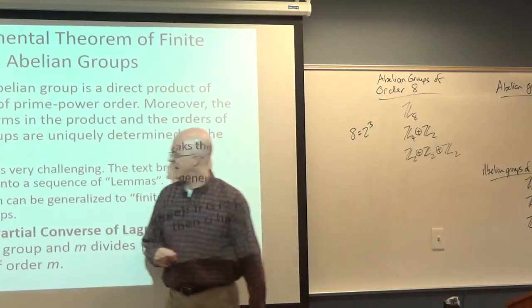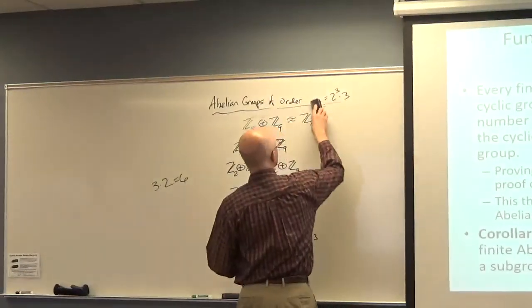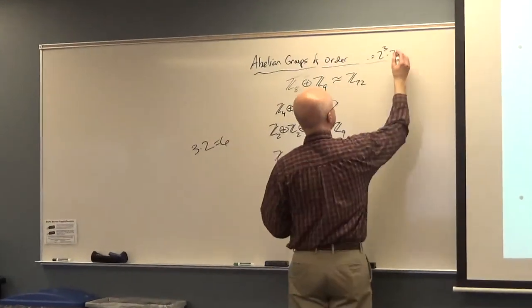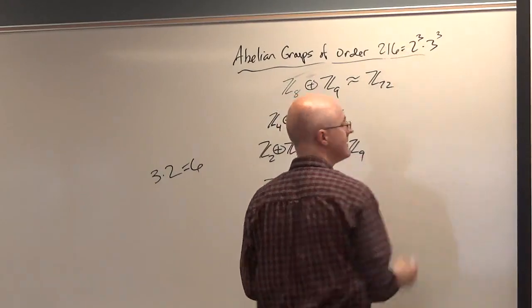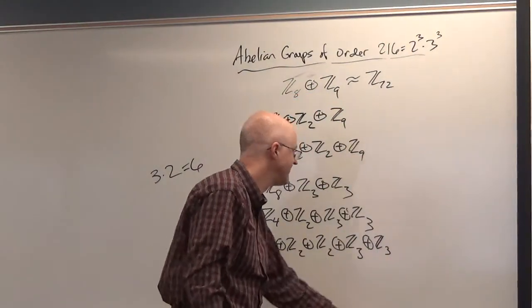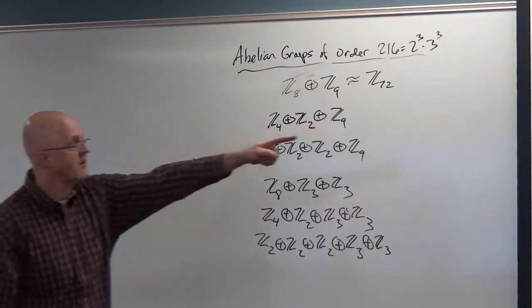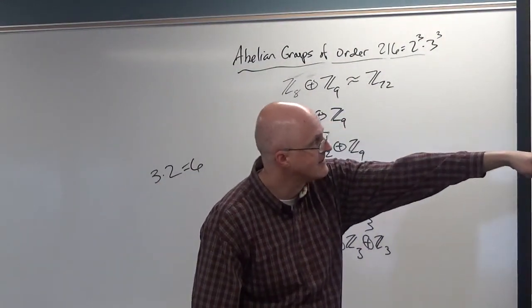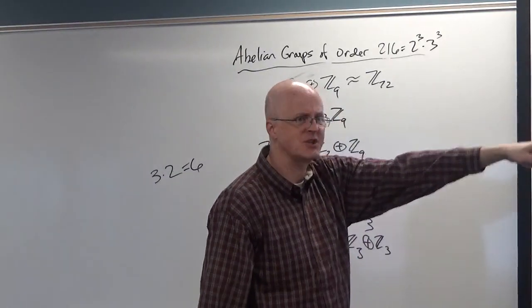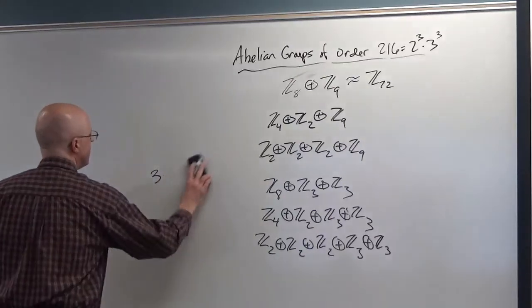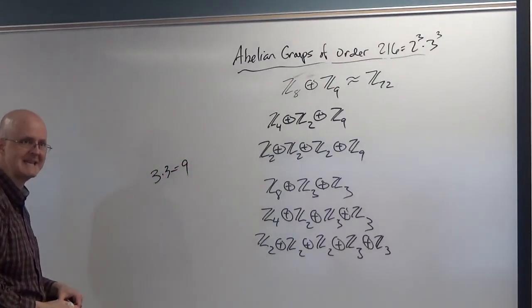All right, let's make it a harder case. Let's make it a 3 cubed here. 2 cubed times 3 cubed, what's that going to be? 216. There's 3 abelian groups of order 8. There's 3 abelian groups of order 27, 3 cubed. There should be 3 times 3, 9 abelian groups of order 216.